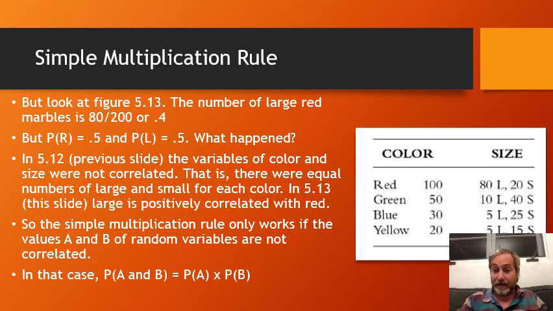But on this chart that we're looking at now, there is a correlation. 80% of the reds are large, whereas 20% of the greens are large. So now it seems like red and largeness are going together. That's what we mean to say red and large are correlated on this chart. They weren't on the previous chart. And in those cases, the simple multiplication does not work. So what we can say is the probability of A and B equals the probability of A times the probability of B when the values of A and B are random variables that are not correlated.